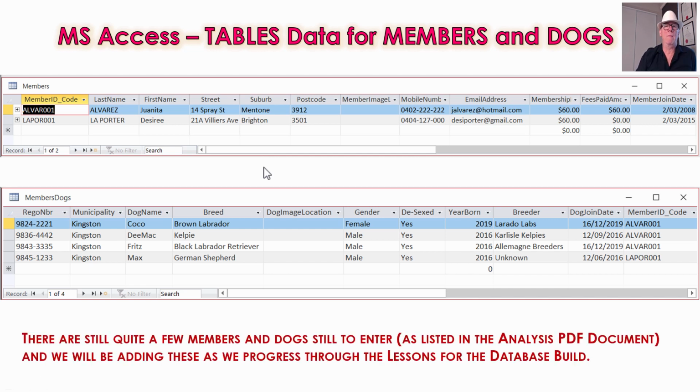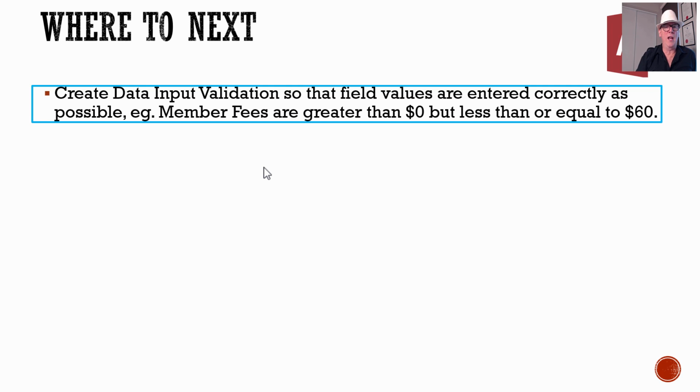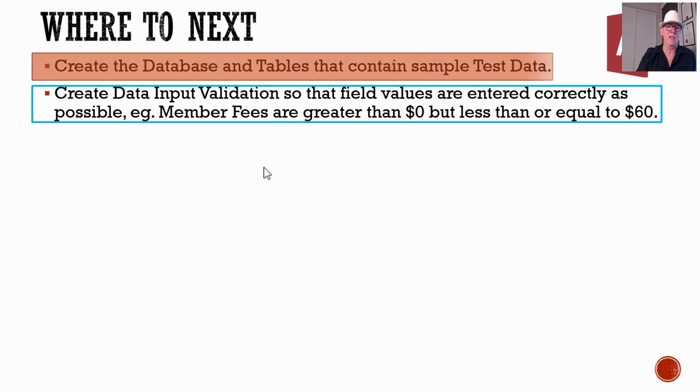Now, there are still a few other members and dogs when you look at that analysis download PDF document, but we'll get those done in subsequent lessons because we want some more test data to put in when we're doing the forms and when we're doing validation and things like that. So where to next? Where we're going next is we're creating the data input validation. Okay, so member fees have to be greater than 0 and not bigger than 60. So we're going to set up things like that. We have ticked off and colored in here that we've done create database and tables that contain some sample test data. So that's ticked off. That's where we're going next.